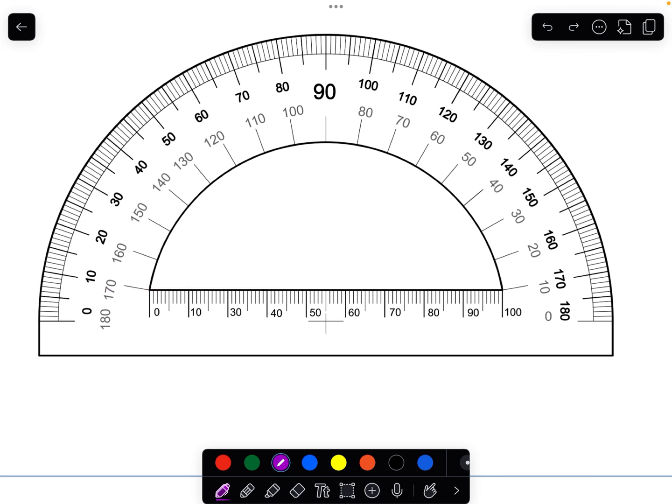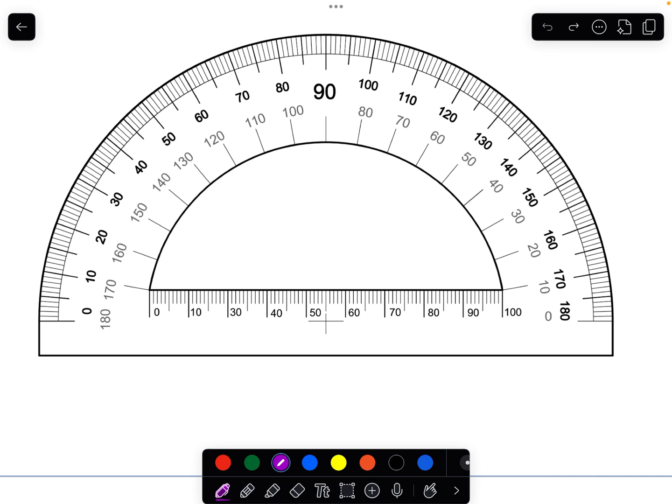Let's do another one, just for kicks. What's that angle? Well, if you said to yourself that angle is 65 degrees, smack between 60 and 70, you would be correct.